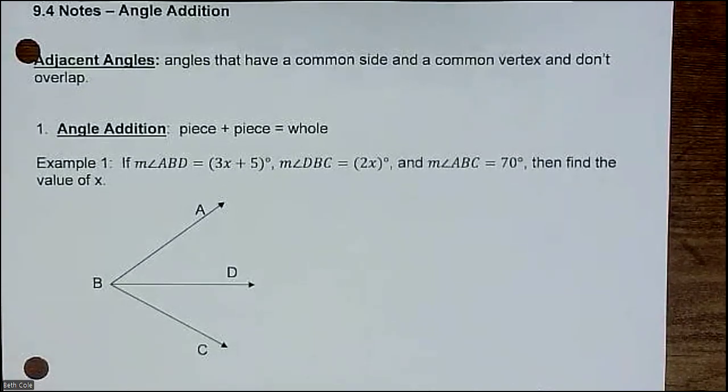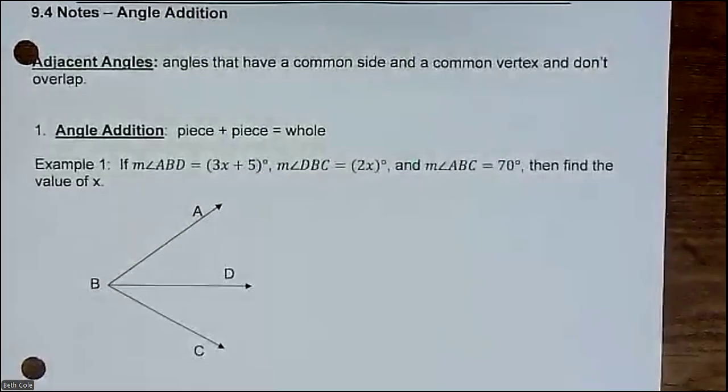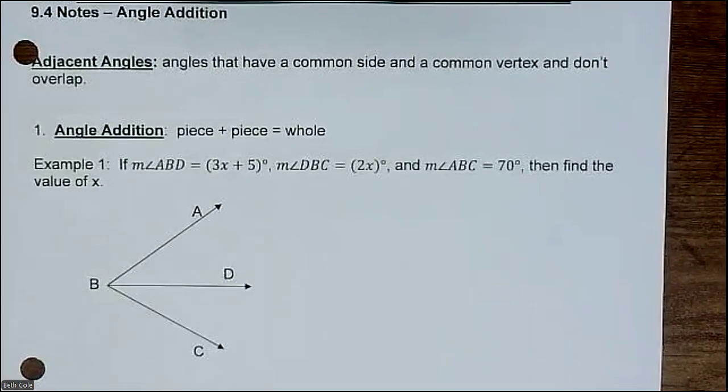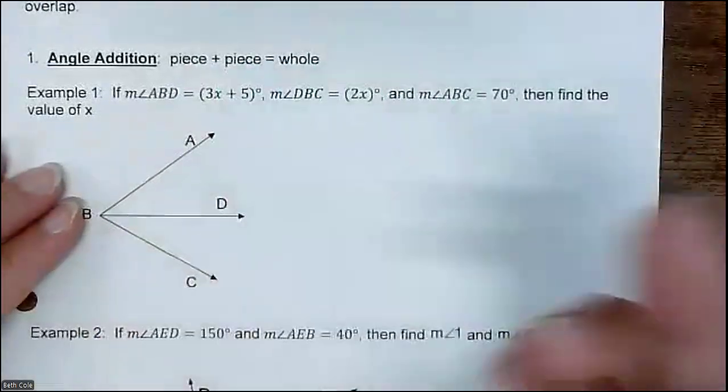Adjacent means next to each other. So they're angles that share a common side. This is going to be the same thing that we did with the segments. Do you remember part plus part equals the whole thing? It's the same thing with angles. So piece plus piece equals the whole thing.